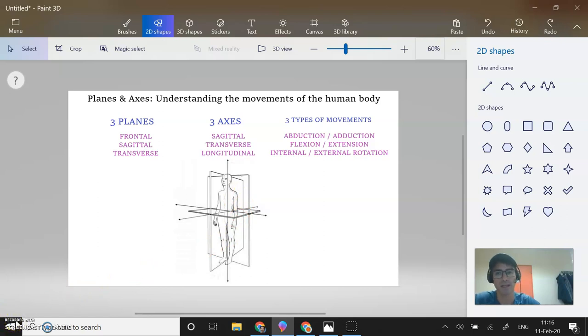So those are the three axes, the three planes, and how they look like. Now let's see how they interact.